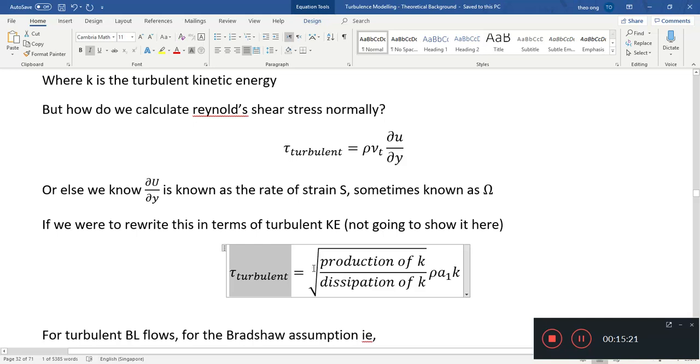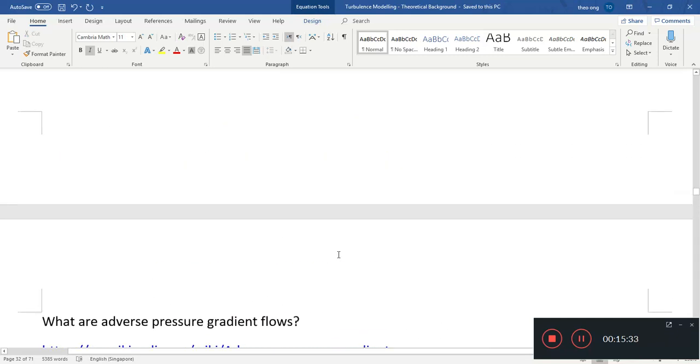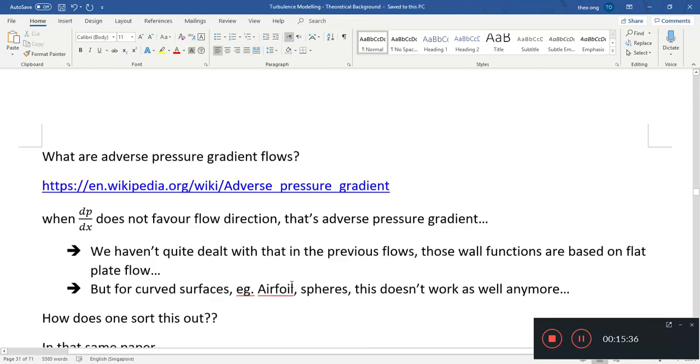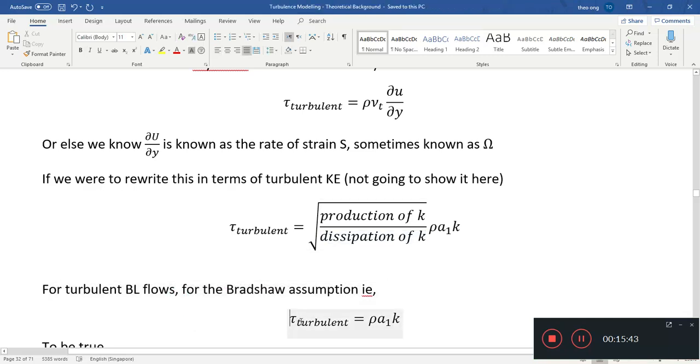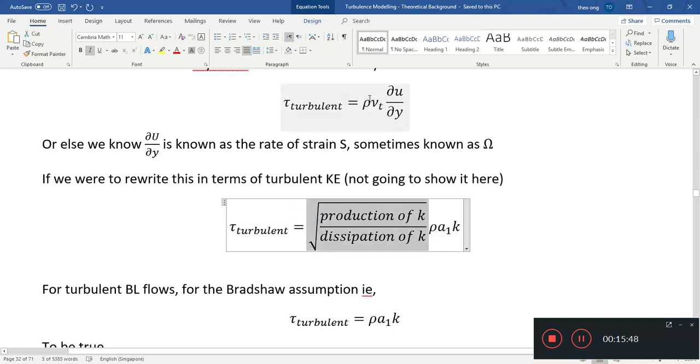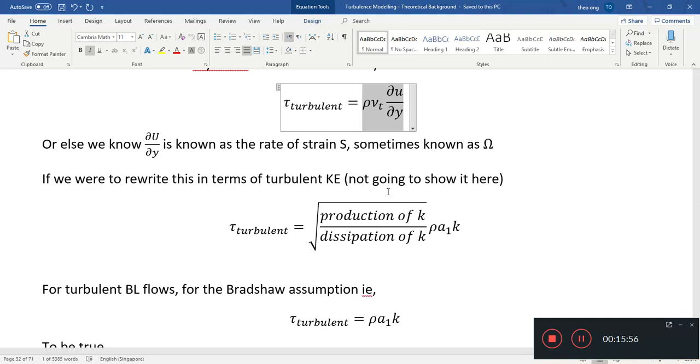Tau turbulent equals the square root of production of K over the dissipation of K times rho a1 K. This is from the Menter 1994 paper. However, if you want to compare it to the Bradshaw assumption, you can see that this extra term pops up if we were to use this form of the turbulent shear stress, the Reynolds shear stress.